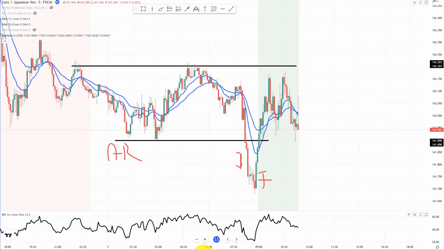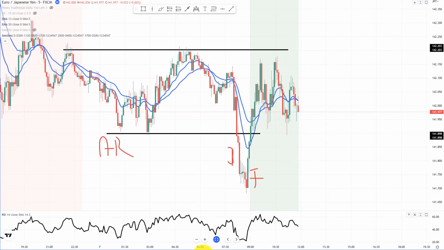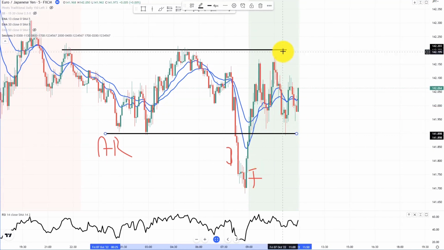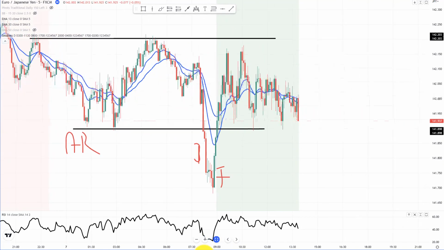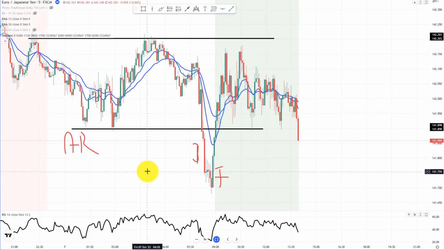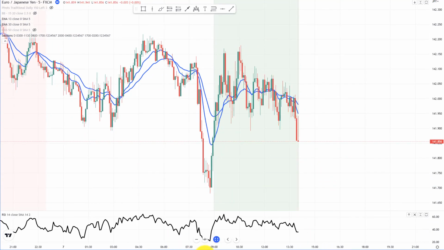But no, doesn't look like that. It's still trapped in the range, so you're probably just better off doing nothing. We will just wait for New York to open at this point. New York is almost there.